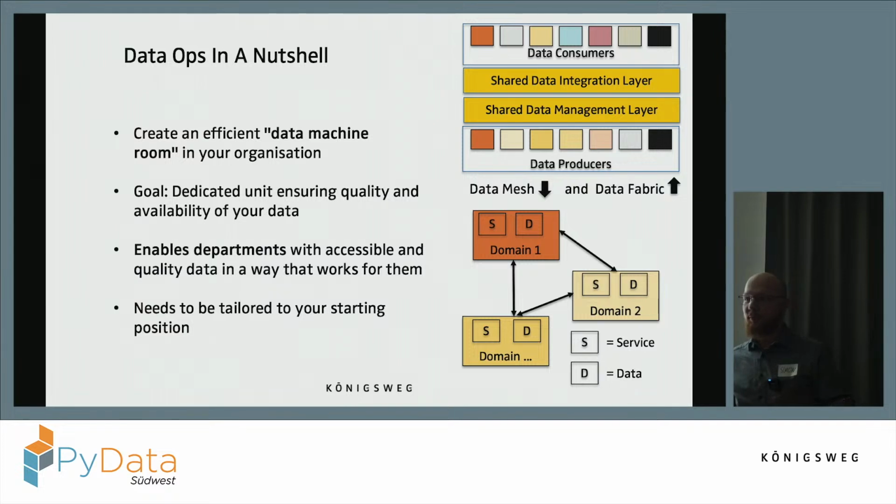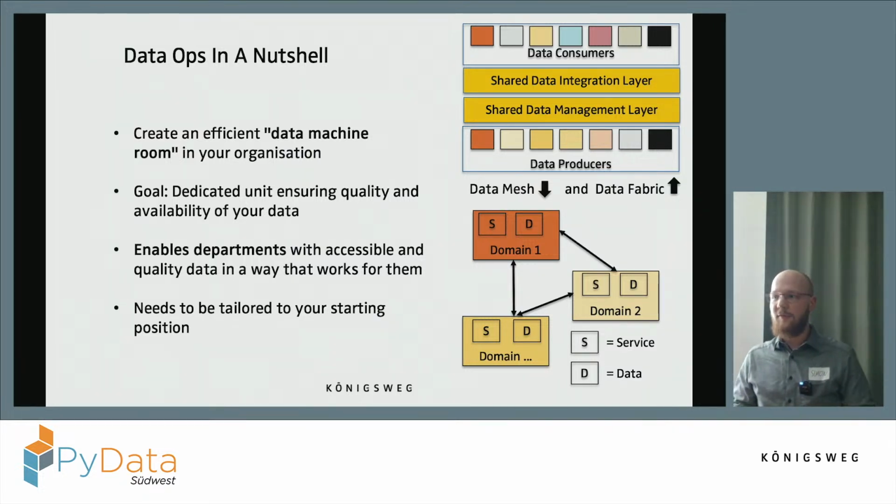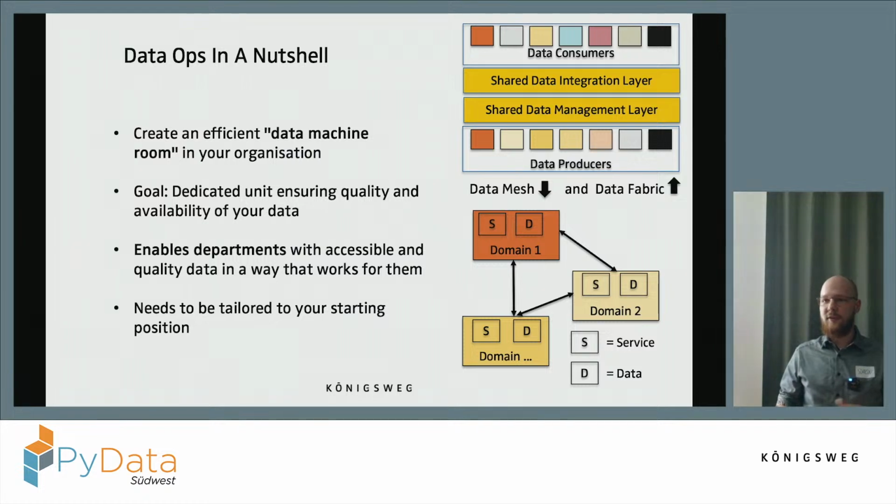You have a machine room that provides power and propulsion to you, but you don't want to have to run down there if you're the captain of the boat and get your hands all dirty every time you need to change course. So you want to have a machine room that takes care of all the technical stuff, and therefore the goal of DataOps is have a dedicated unit ensuring quality and availability of your data. You want to enable people to work with data without bothering them too much with all of the data management hassles.